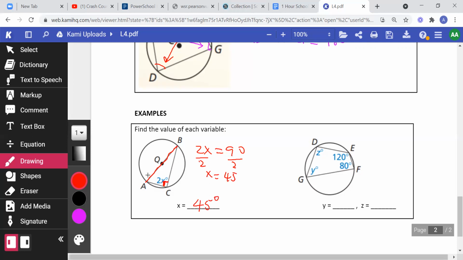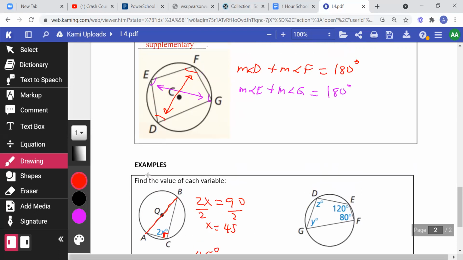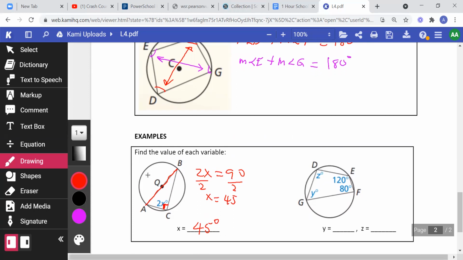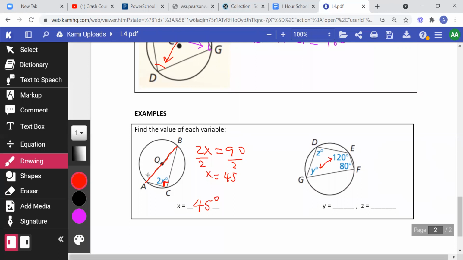And then on the other side, we have a four-sided figure, which is a quadrilateral that is inscribed in a circle. Then in our last statement here, we said opposite angles are supplementary. So y faces 120, which means y plus 120 is 180. Then y becomes 180 minus 120, which is 60. So y is 60.